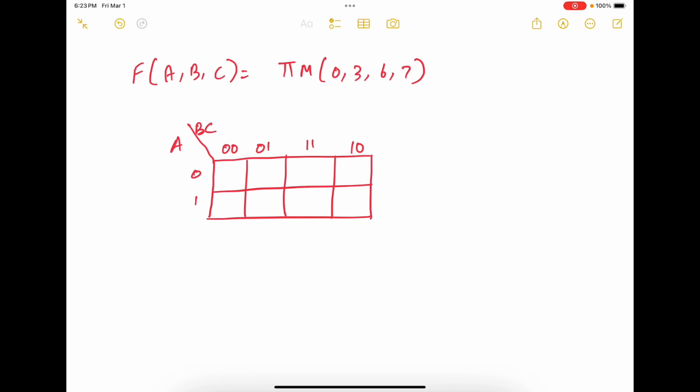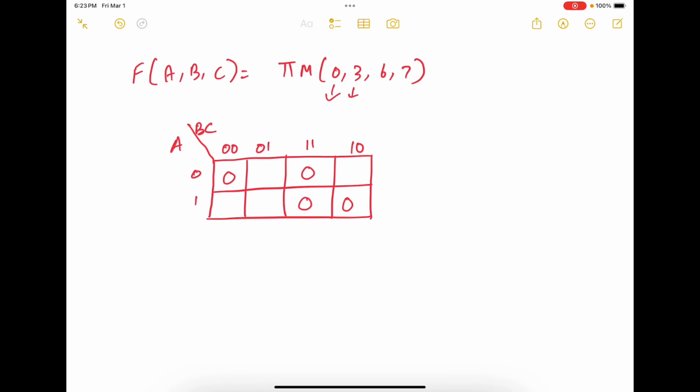So the first max term is at 0. So this one corresponds to this one here. 1, 2, 3, this one. Max term 4, max term 5, max term 6 is here, and max term 7 is here. Now let's start pairing it up.